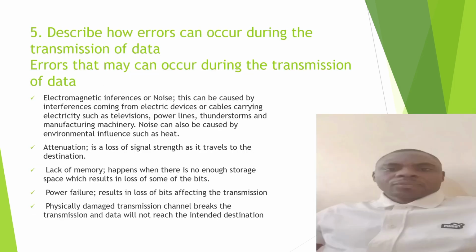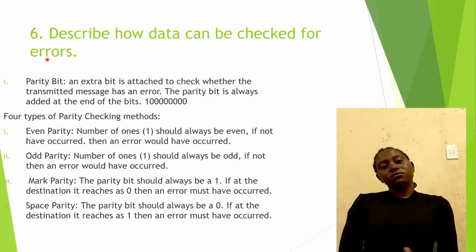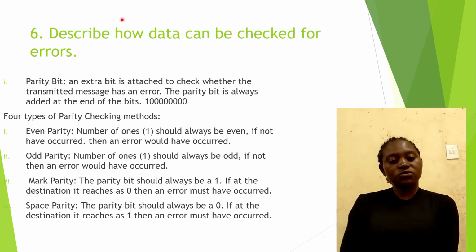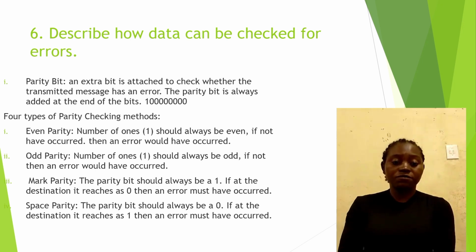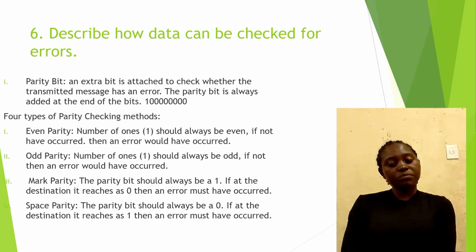Okay, good evening. My name is Mtuko Elizabeth, and I'm going to talk about how data can be checked for errors. How can we achieve that? We use a parity bit. An extra bit is attached to check whether the transmitted message has an error. The parity bit is always added at the end of the bits.